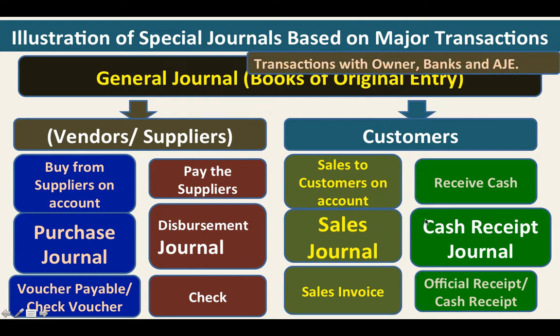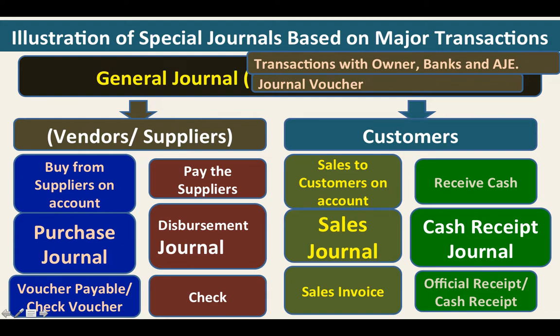However, there are still transactions. Okay, we have segregated the bulk of the transactions. However, there will still be transactions with owner, banks, and AJE, which stands for Adjusting Journal Entry. Hindi pa natin na-discuss to. Anyways, just for you to learn it, the transactions with owner, banks, and all adjusting journal entries will still be recorded in general journal. Okay? And the document that will be used to record these transactions will be what you call journal voucher.